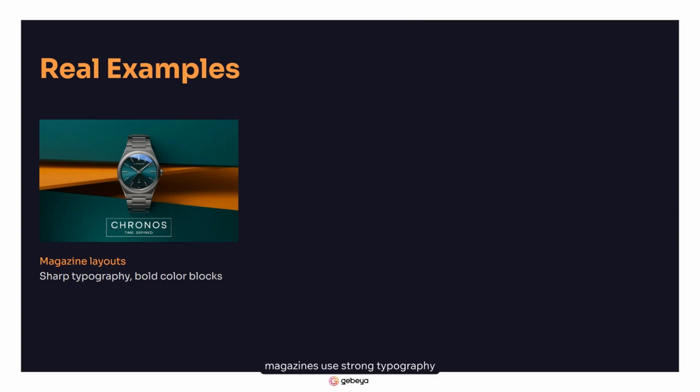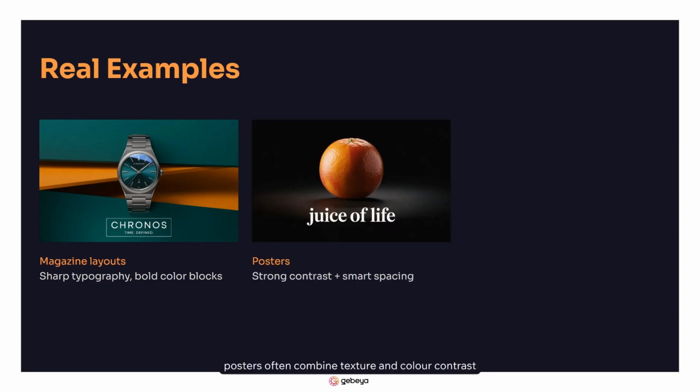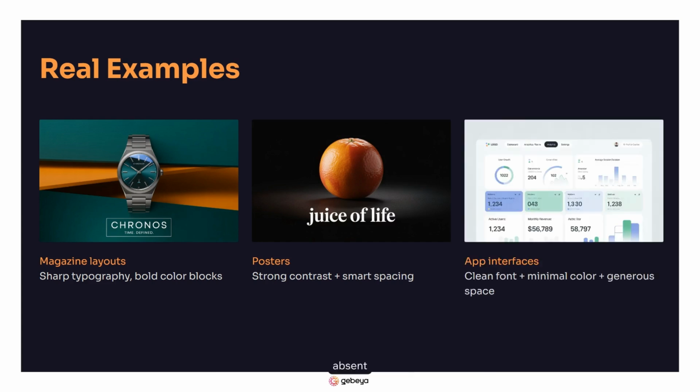You've seen all this before. You just might not have realized it. Magazines use strong typography, bold colors, and smart use of space to direct your eyes. Posters often combine texture and color contrast to stand out from afar. Apps and websites usually keep things clean with simple fonts, minimal colors, and plenty of white space for focus. Next time you see a design you love, pause and ask, what elements are working together here?